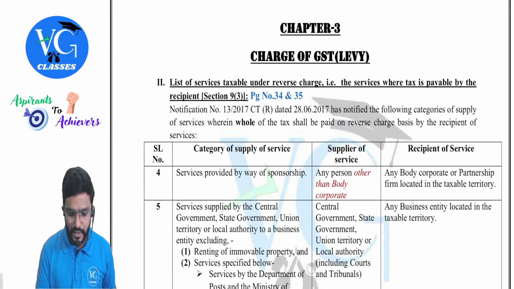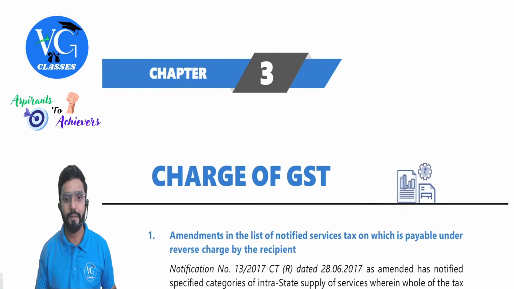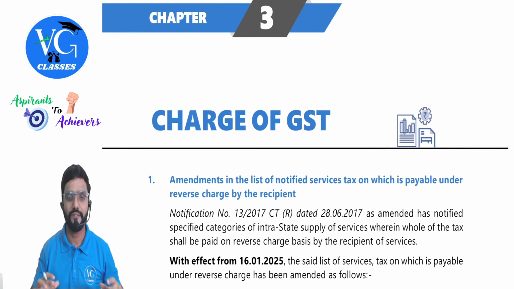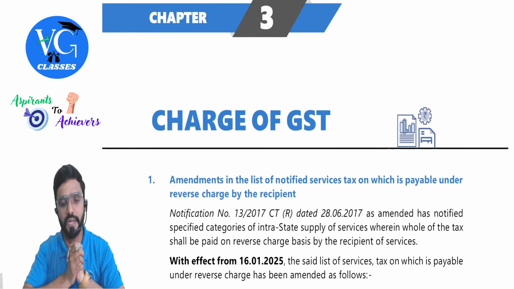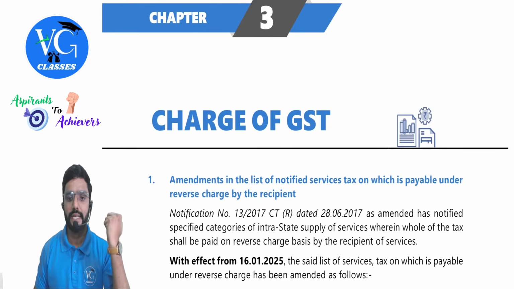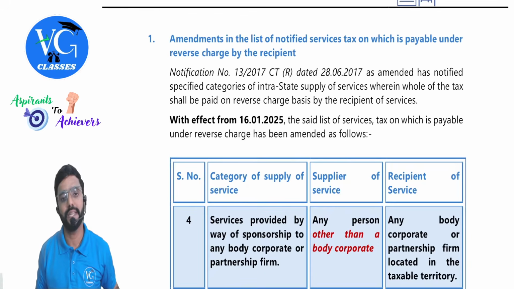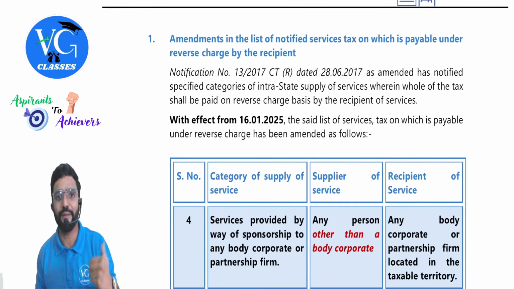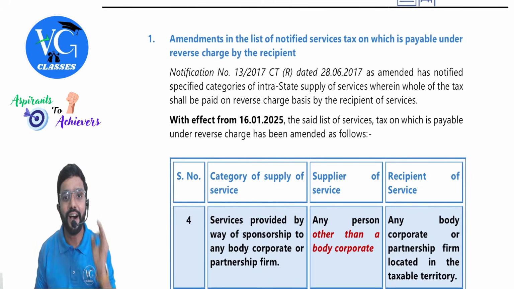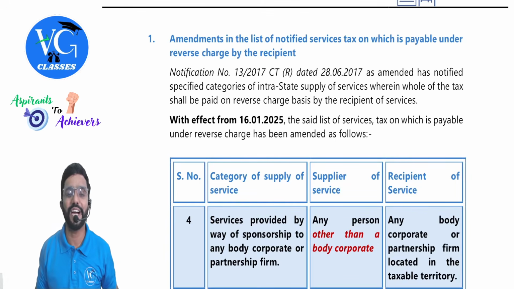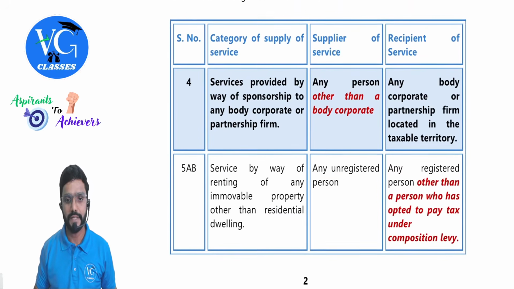Okay. So with this, let us begin the amendments coverage, guys. The first amendment is in chapter 3: amendments in the list of notified services on which tax is payable under reverse charge by the recipient. So the first amendment is with respect to RCM, guys, not RCB. RCM, reverse charge mechanism. What is it? We will see.